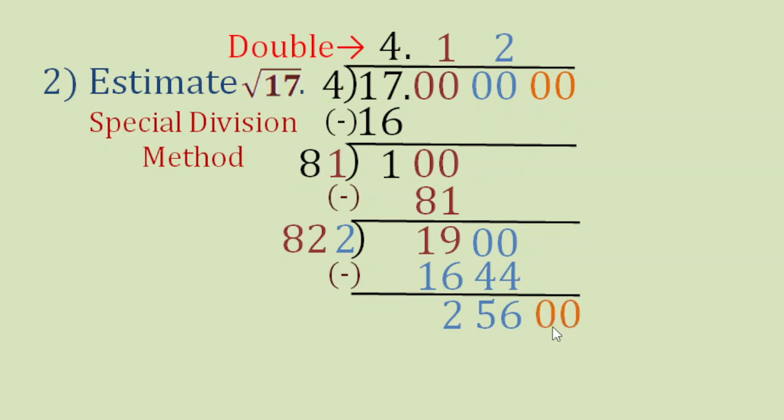Then bring down the next 2 zeros. Again, we have a new dividend. That's 25,600. We need a new divisor. Double 412, that's 824. But we need one more digit here, and that digit is 3. Because we write 3 here, we have to write also 3 after 824. Multiply back 3 times 8,243. That's 24,729. And we don't need to continue because we already see 3 decimal places here.